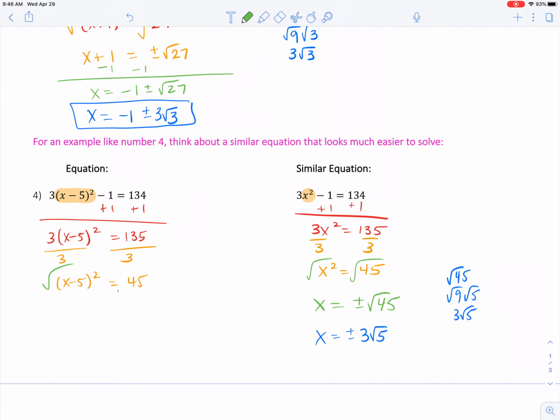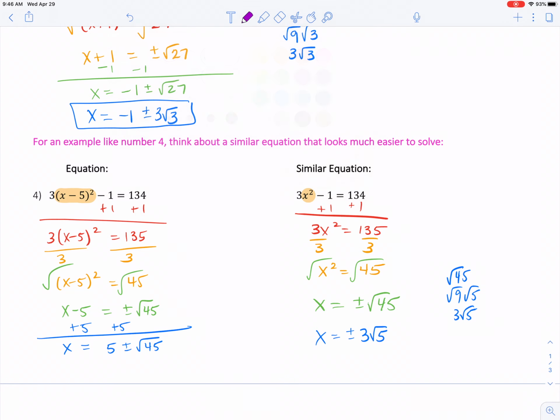Take the square root of both sides, x minus 5 squared. When we take the square root, we just get the binomial x minus 5. Remember the positive negative in front of the square root of 45. Add 5 to both sides. So now we have that rational part in front of the irrational part.